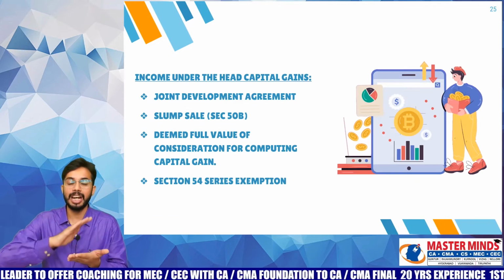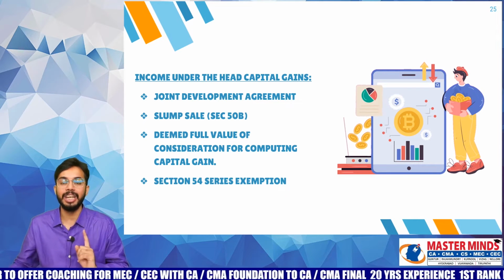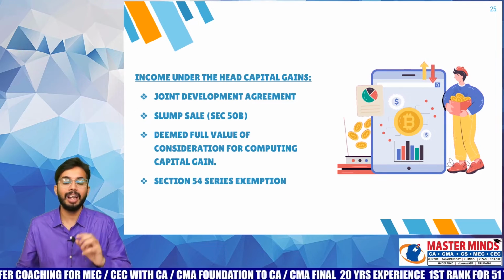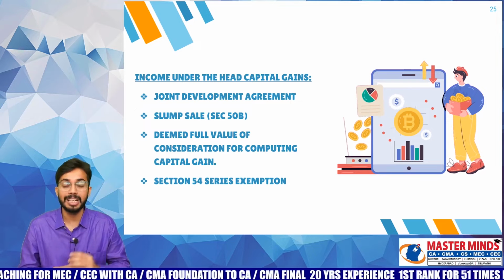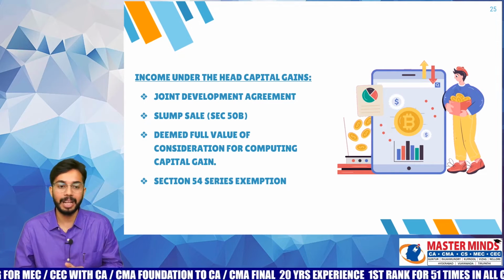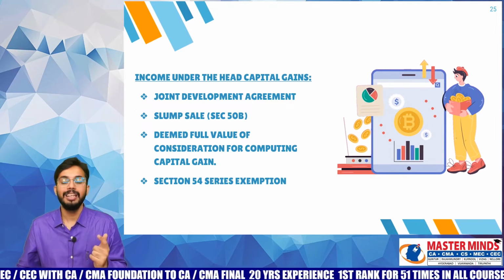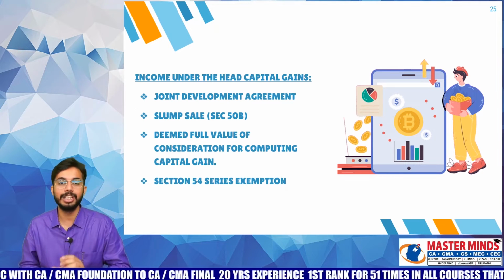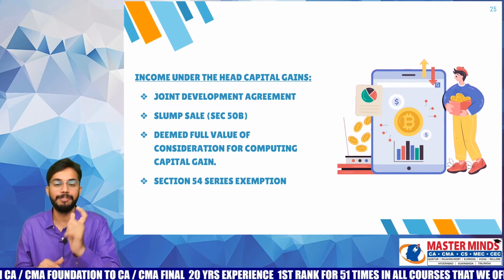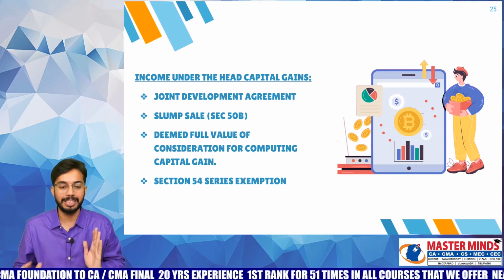Once you finish studying PGBP, then start studying income under the head capital gains. Under the capital gains, some of the important concepts are section 45A, joint development agreement, then study slump sale, then study deemed full value of consideration for computing capital gain under section 50C, go through section 54 exemptions.